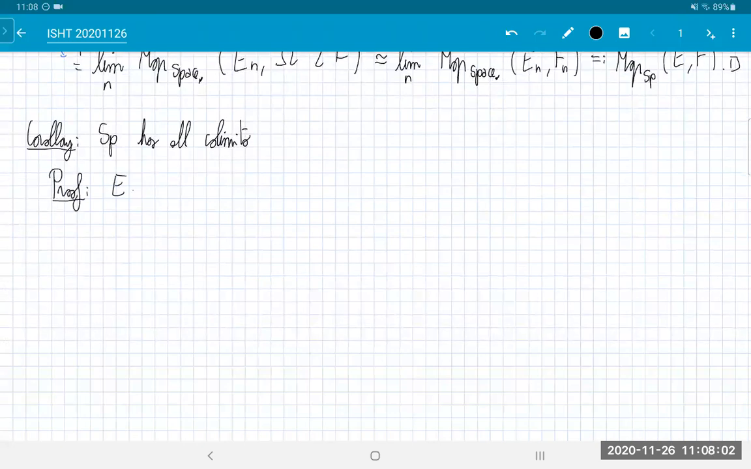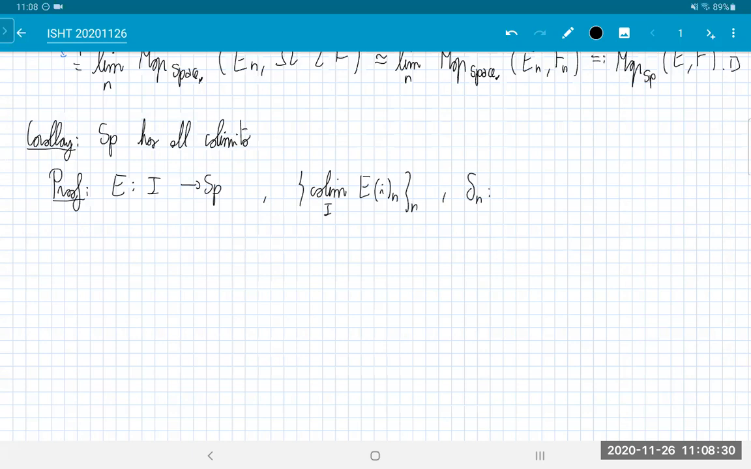So as a proof, we have a functor from I to spectra. We can take a colimit over I of E_{I,n}, and these maps from sigma to omega. And this is not a spectrum anymore. It is just a pre-spectrum.